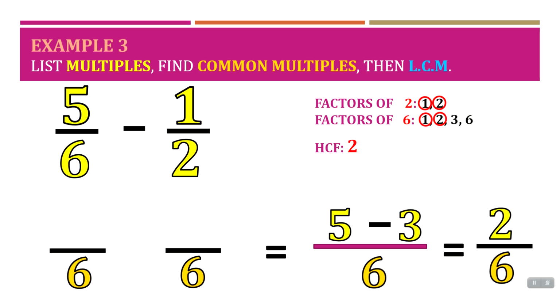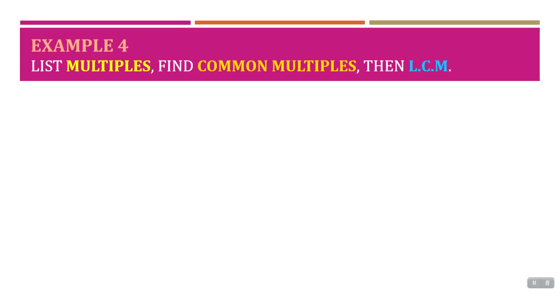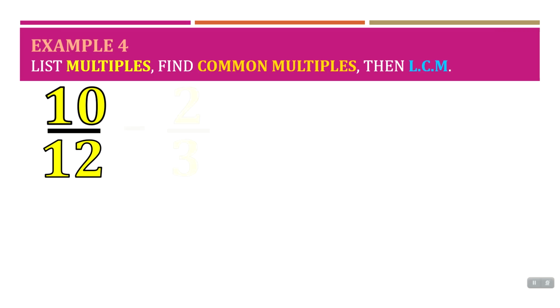Therefore, we will divide both 2 and 6 in our answer by 2. So 2 divided by 2 gives us 1. And 6 divided by 2 gives us 3. Let's see another one similar to that. 10/12 take away 2/3. Again, unlike fractions, so we need to find the least common multiple of 12 and 3.